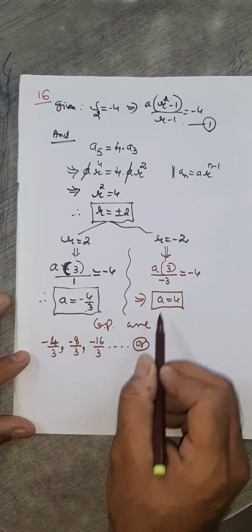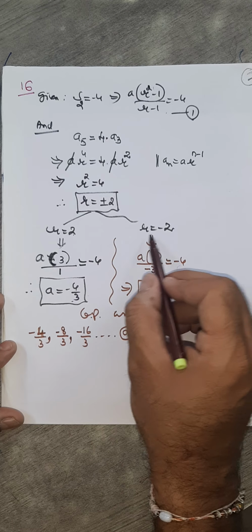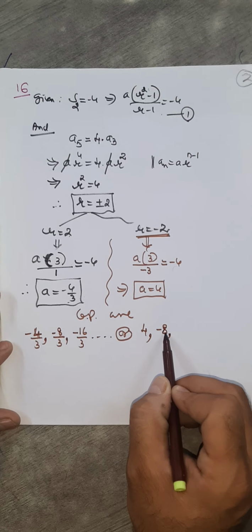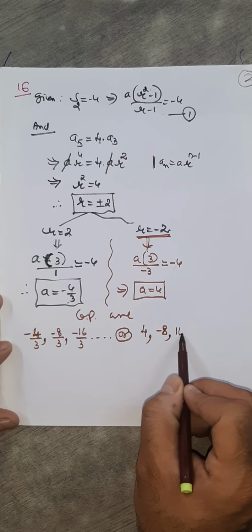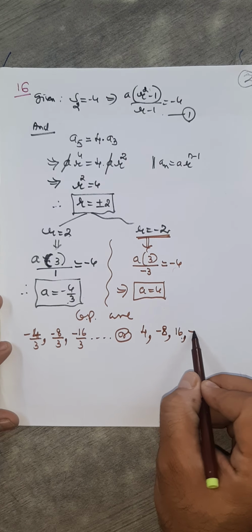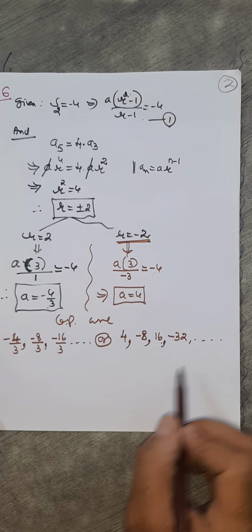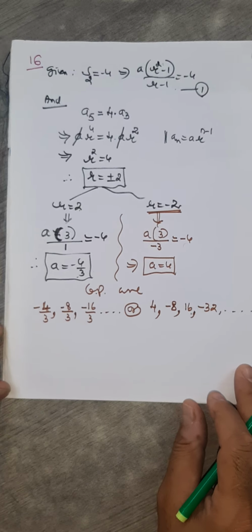Or now we'll start with this. What is a here? 4. A into r, r is minus 2, so minus 8. Again multiply with minus 2, so 16. Again multiply with this, which is minus 32, and so on. So these are the two possible geometric progressions. The question was to find the GP, so we got the two geometric progressions. Fine. Let's go to the next question.